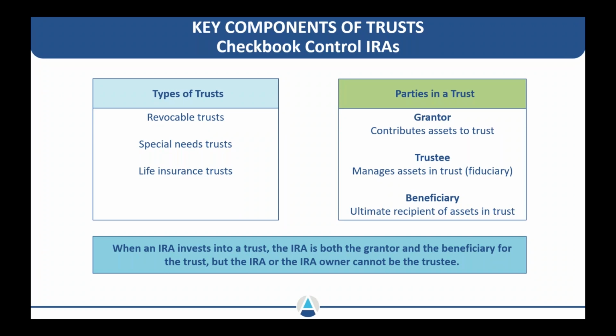The parties in a trust, if you're going with checkbook control: you have the grantor, which contributes the assets to the trust; the trustee, which, in comparison to an LLC, would be the manager of the trust; and then the beneficiary, which would be the IRA. So in this instance, the IRA acts in two capacities, the grantor and the beneficiary of a trust. That's a little bit more of a technical explanation, but it's good to understand if you want to go the trust route.